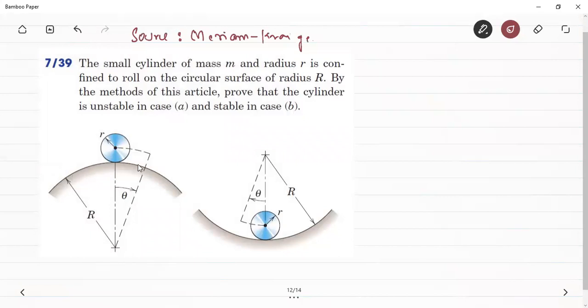This is a circular surface and this is a cylinder. The cylinder is confined to roll over this circular surface. For this circular surface, the radius is capital R, and for this cylinder, the radius is small r. By the methods of this article, prove that the cylinder is unstable in case A and stable in case B. By the methods of this article means we are discussing the potential energy criteria. Therefore, by the potential energy criteria and hence the stability, we have to prove that case A is unstable and case B is stable. So here we can see that we will have only gravitational potential energy terms.